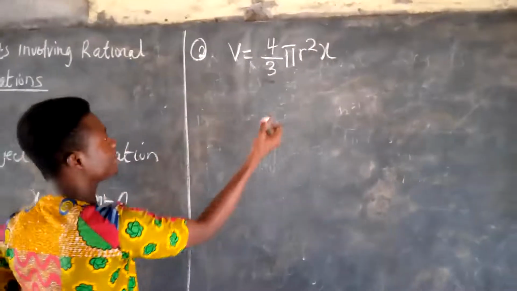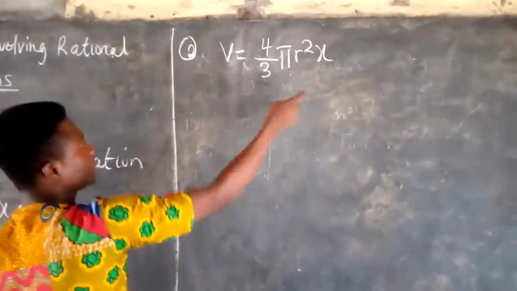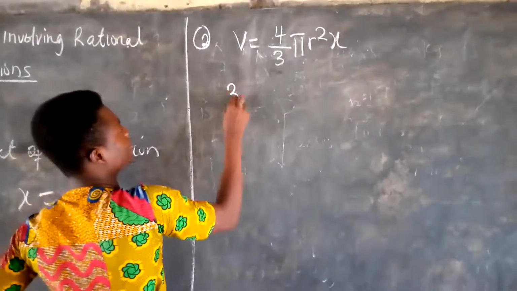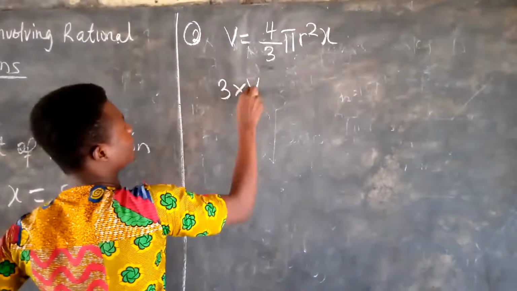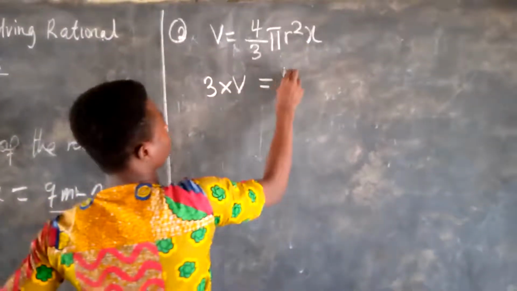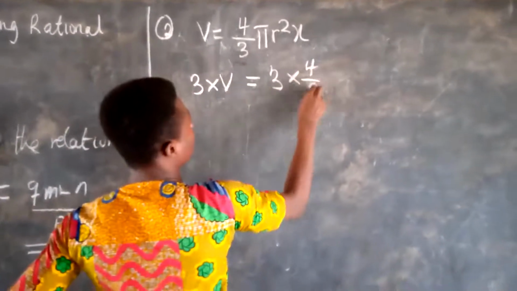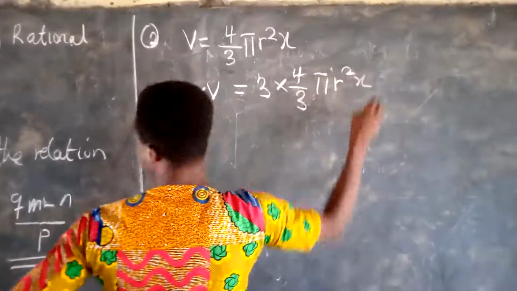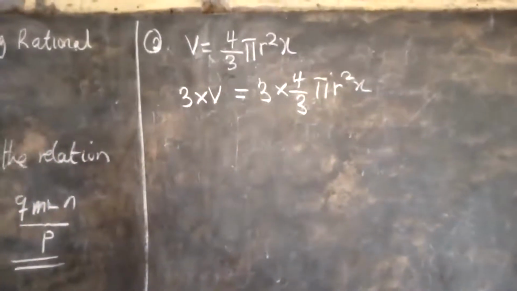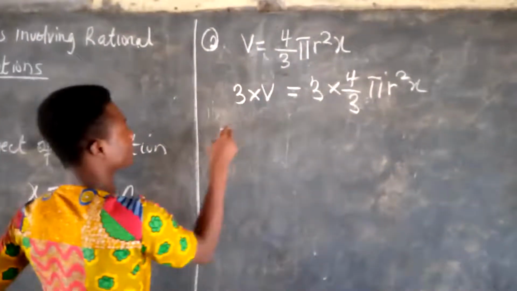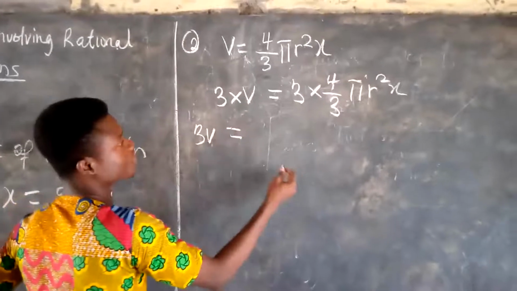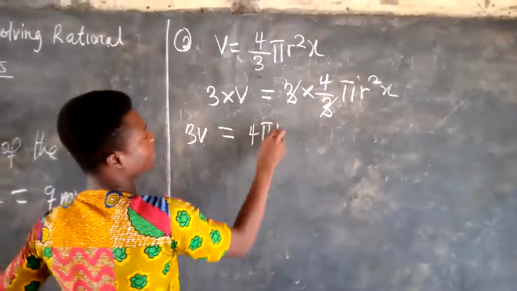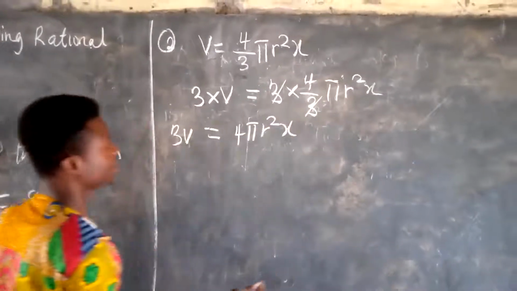So our LCM becomes 3. And then we multiply the whole of the equation by 3. So we say 3 times v is equal to 3 times 4 by 3 pi r square x. Okay, so all you need to do is multiply this one by this, so you get 3v is equal to, this 3 will cancel this 3, so it leaves 4 pi r square x.